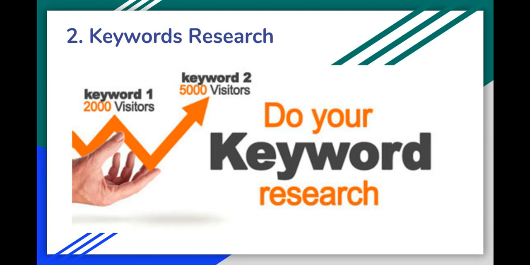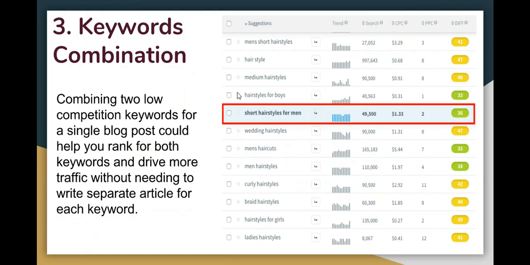When you do your keyword research, you will know that a particular keyword has good prospects for you, that you'll be able to rank high on search engines, and that the keyword might be very helpful for your business. The next one I have here is keyword combination. I talked about keyword research, but this is keyword combination. Keyword combination allows you to use two or more low-competition keywords that are very relevant to your business in one single post.